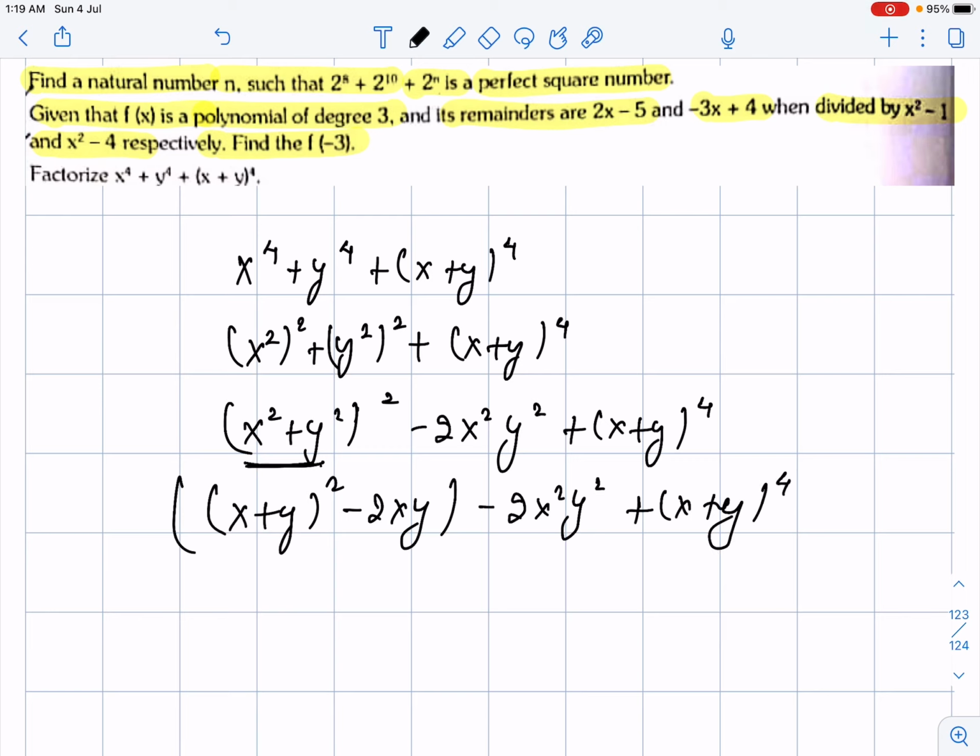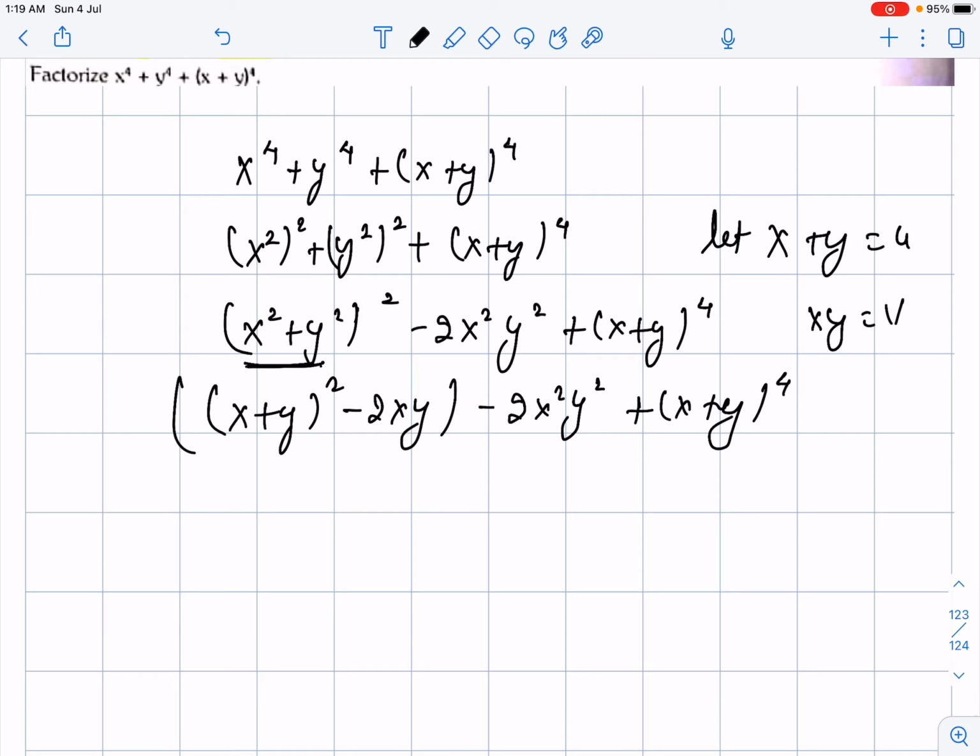Then I'll substitute the value of x plus y as u. Let x plus y is equal to u over here, and let the value of xy is equal to v over here. So what will it become? Guys, it will become u square minus 2v the whole square minus 2v square plus u power 4. Hope you guys have got my point.